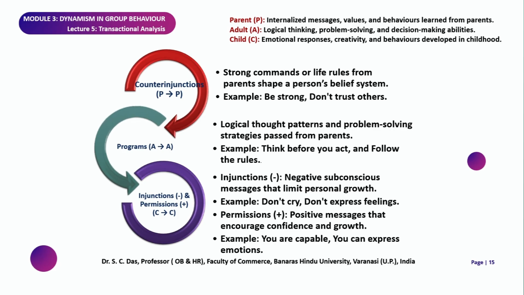Injunction: negative subconscious messages that limit personal growth. Example, don't cry, don't express feelings. That is called the injunctions. And permission: positive messages that encourage confidence and growth. Example, you are capable, you can express emotion. Injunction is something like that, negative subconscious, that is don't express feelings, don't cry. These are the things we have learned from our family.